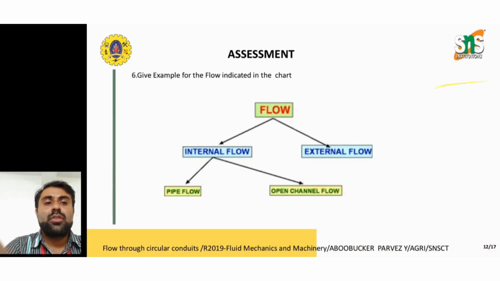Okay. Then you have an example which has been given. An example for flow is given in the chart. Flow can be internal or external. In internal, it's like pipe flow or open channel flow. External flow is commonly used in things like boilers or condensers, etc., where the flow is actually taking place outside of a system. It won't be a closed system anymore. It becomes an open system actually.